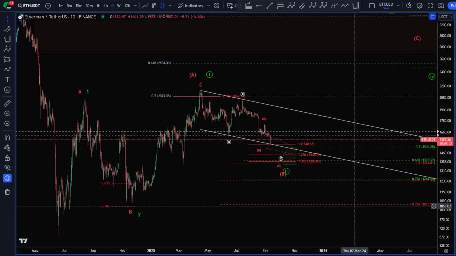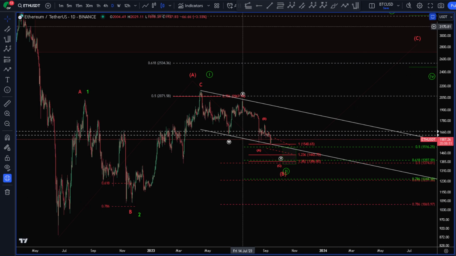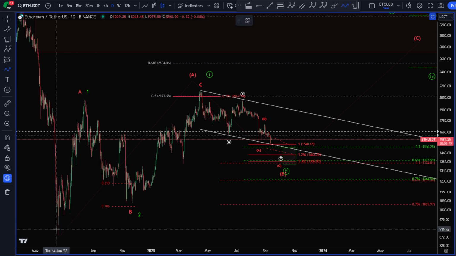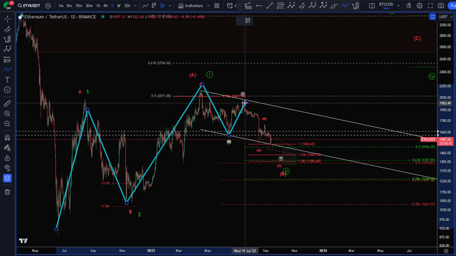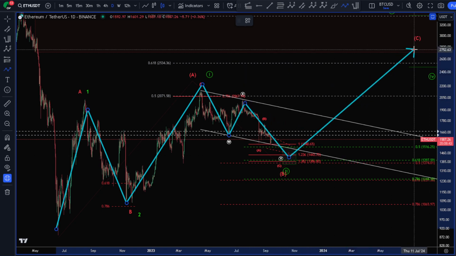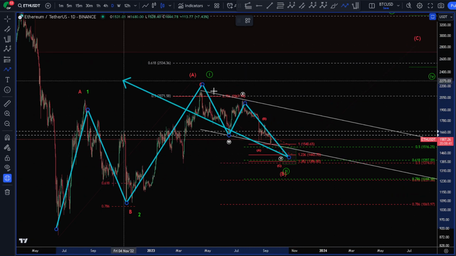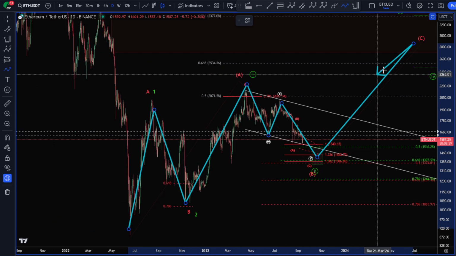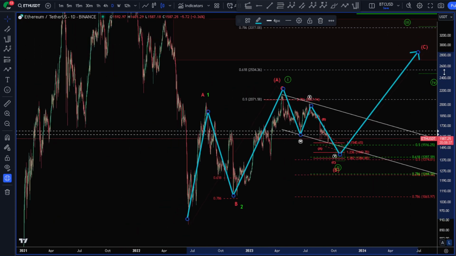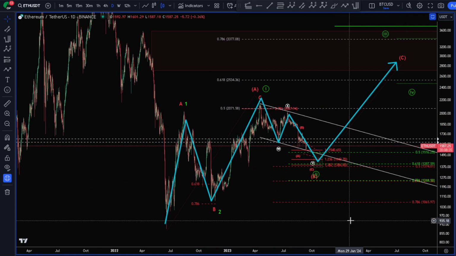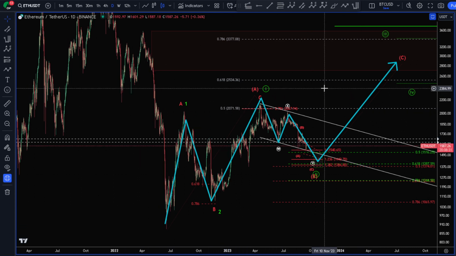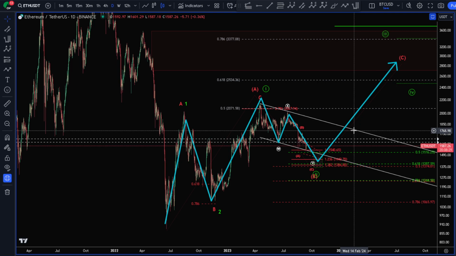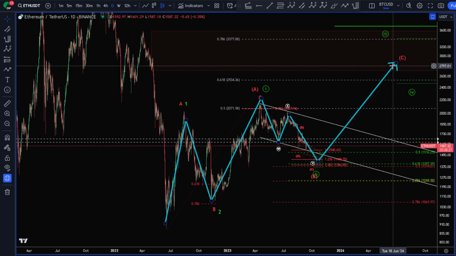Just doing a quick update on Ethereum here. First of all, on the daily, just for the larger counts, I have an ABC for an A wave up, looking for a B wave bottom, at which point we'll be able to get the extension levels for our most probable C wave target. Currently unavailable until this bottom pivot is in, but somewhere in the area of breakdown here between the 618 and the 786 on log scale.